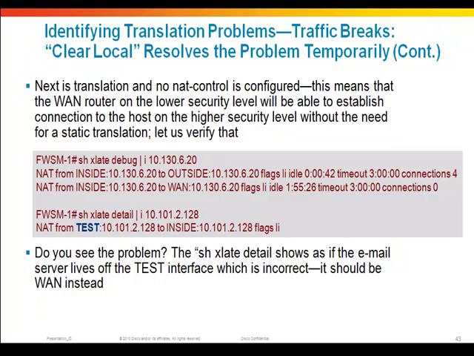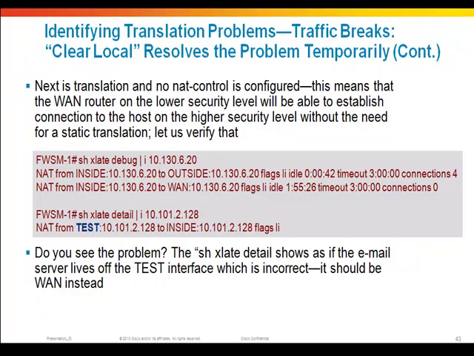So no translation is configured, meaning any host on the lower security interface can establish communication with the host on a higher security interface without the need for static translation. So when you do a show xlate debug for this host's IP address, it's established identity translation, right? It's looking like itself, whichever interface it's going to talk to.